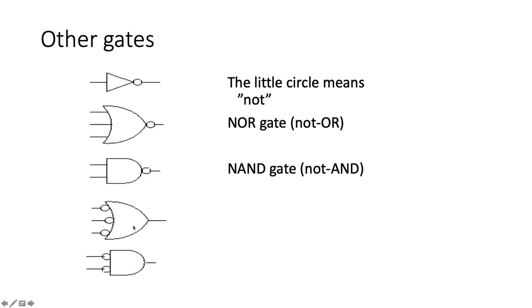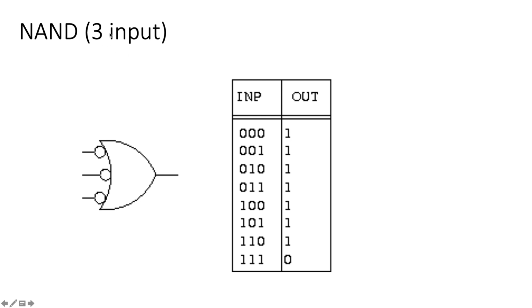Okay? So for this one, it receives 3 inputs now, right? So input 1, input 2, and input 3 are receiving AND, and the output would be 1 in all cases except the case that all of the inputs are 1. Okay, that's a NAND gate with 3 inputs. All right.